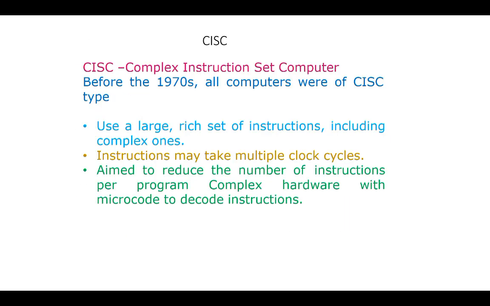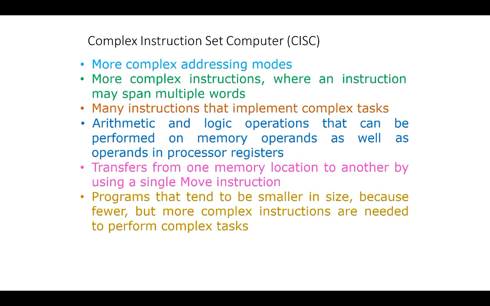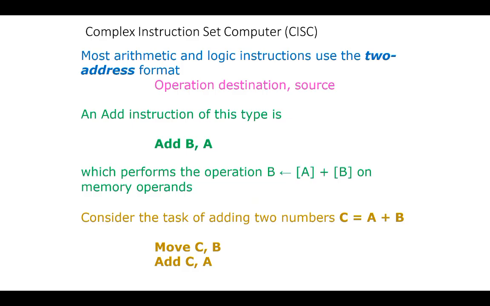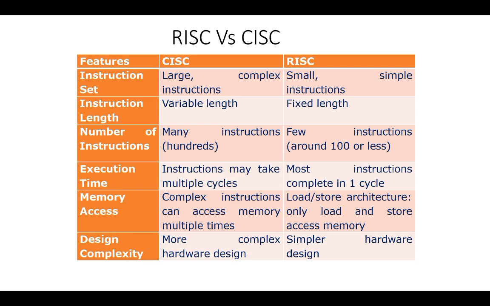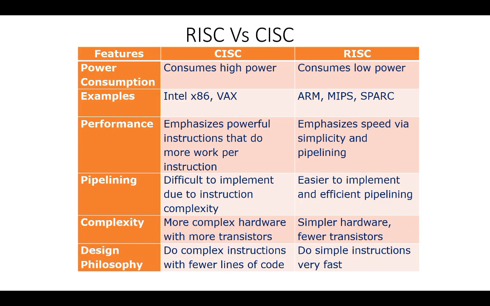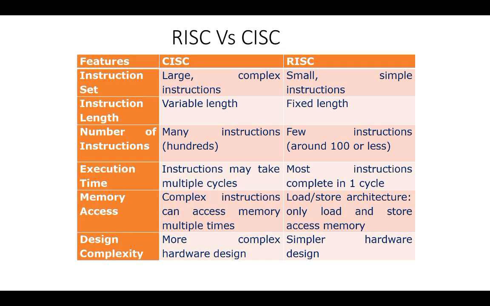The next is CISC, the complex instruction set computer. Now we can see the differentiation between RISC and CISC. We will compare them with respect to parameters such as instruction set, instruction length, number of instructions, execution time, memory access, design complexity, power consumption, performance, pipelining complexity, and design philosophy.